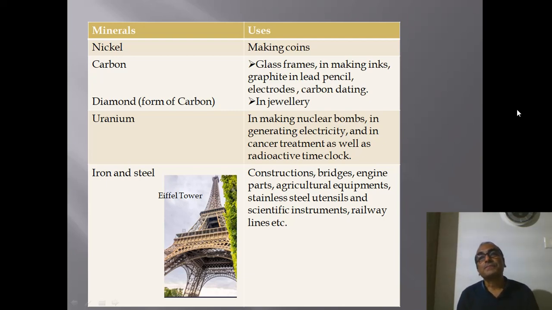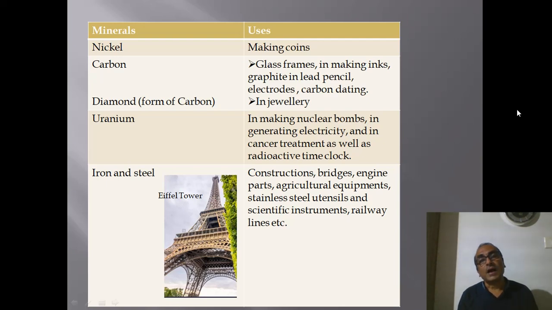Then uranium, which is used in nuclear bombs, and even in generating nuclear energy we are using uranium. It is also used in cancer treatment to kill the cancer cells, and it's also used in one of the methods of dating the rocks and the fossils of ancient animals, and that method is called the radioactive time clock.